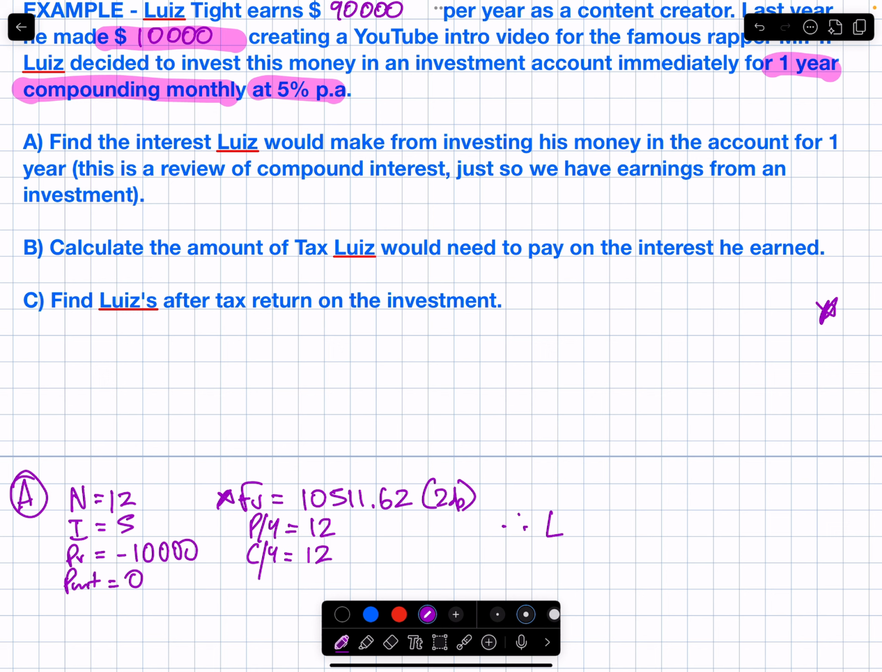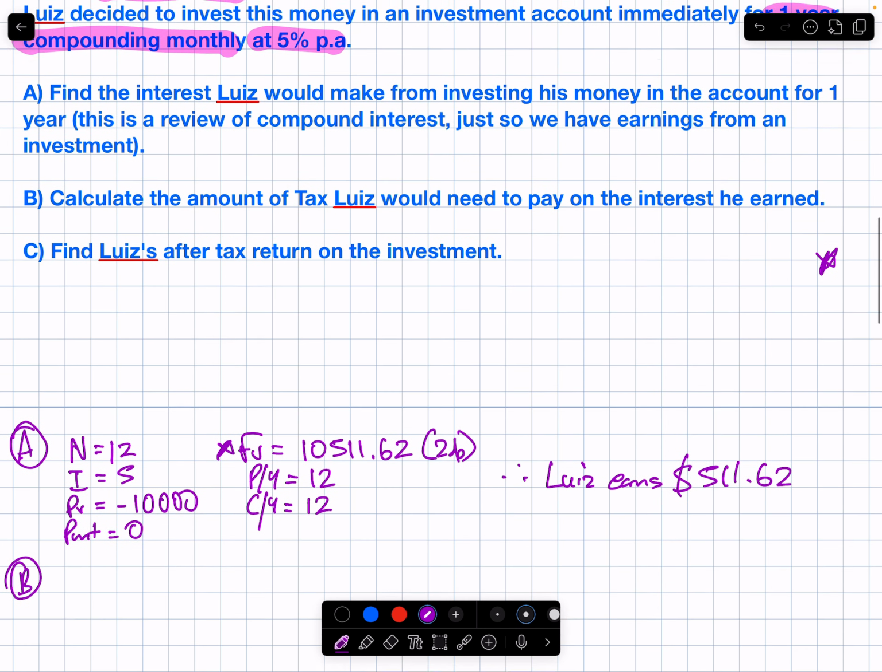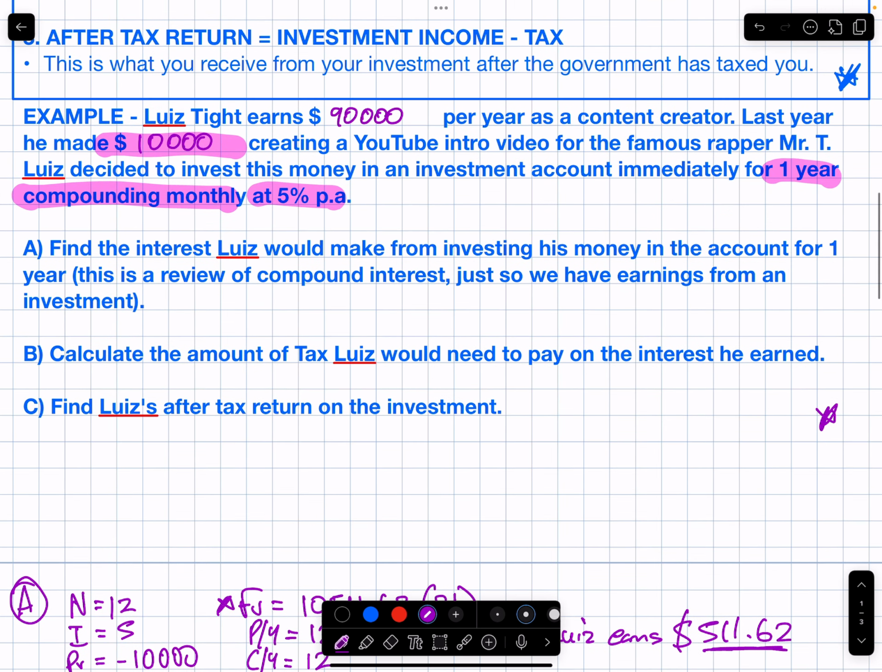Therefore, Louise earns $511.62 in interest from his investment. That's A, done. Now we do the tax part. This is what today's lesson is really about. Calculate the amount of tax Louise would need to pay on the interest he earned. He earned $511.62 in interest. He also has an income of 90 grand.